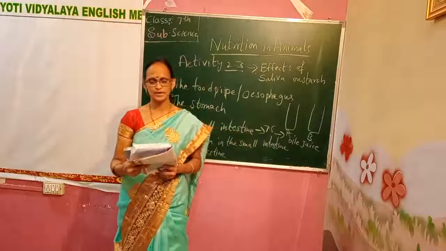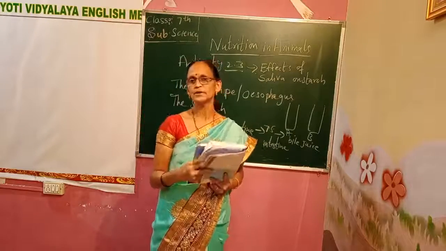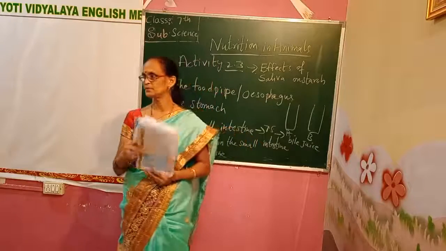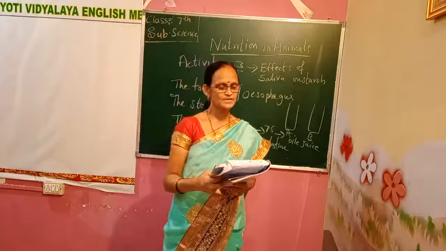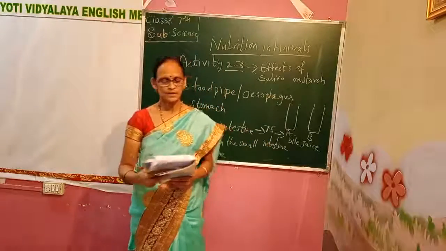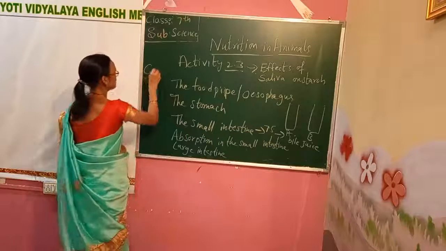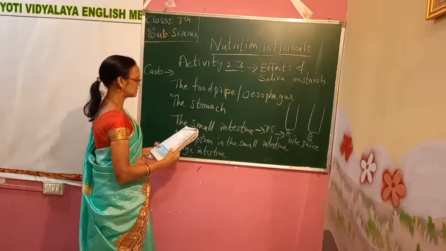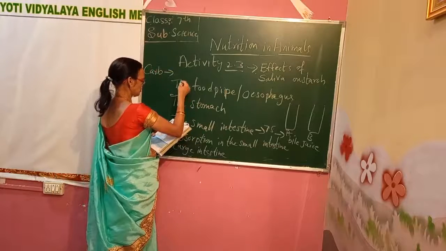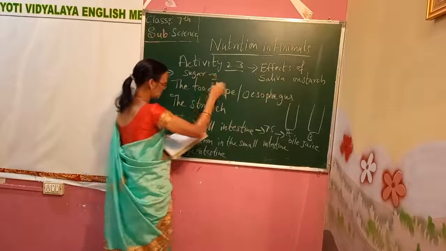The carbohydrates get broken into simple sugars. What are they called when they break down? They are called glucose.